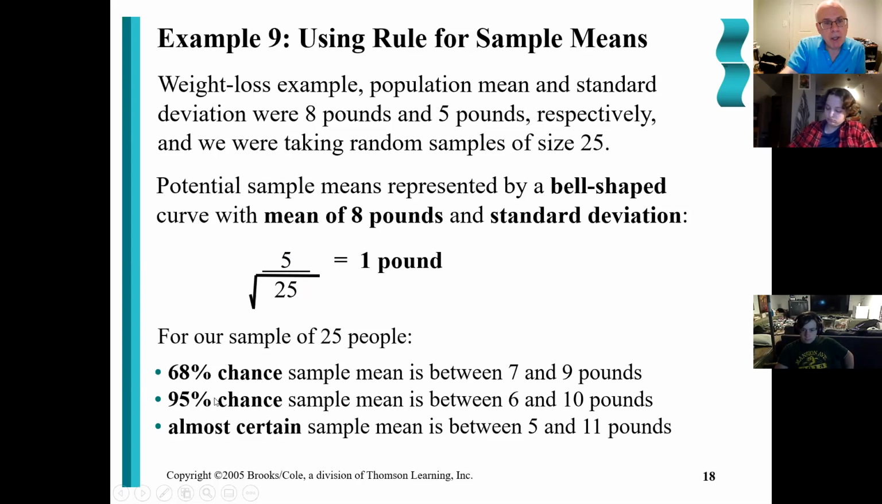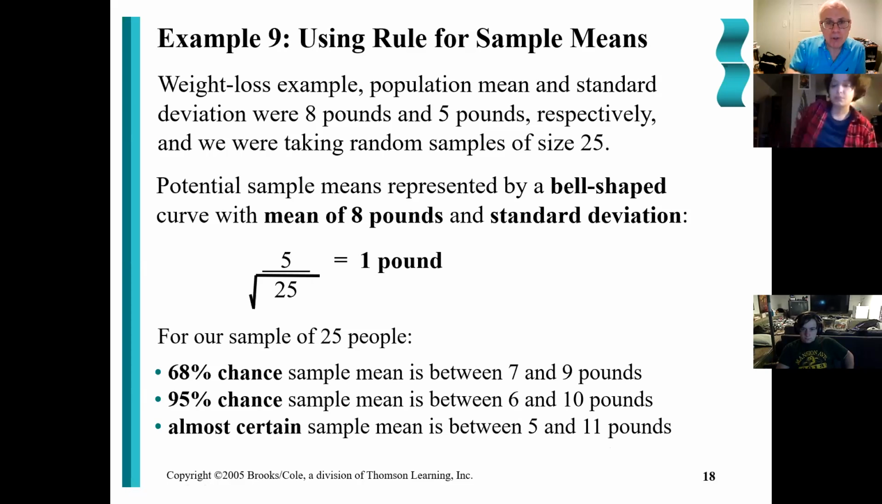95% chance that we'll have the plus or minus 2 standard deviations from the mean. 2 standard deviations are going to be 2 times 1, which is 2 pounds. 8 minus 2 is 6. 8 plus 2 is 10. And 3 standard deviations, we're almost certain that our sample is going to be between 5 and 11, because 3 standard deviations is 3 pounds. 8 minus 3 is 5. 8 plus 3 is 11.